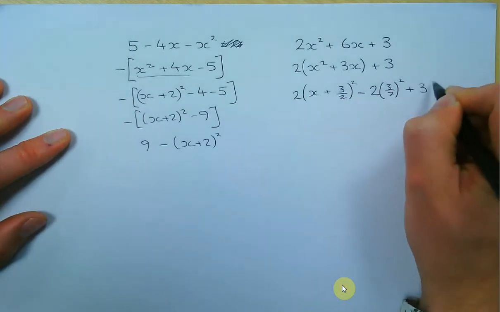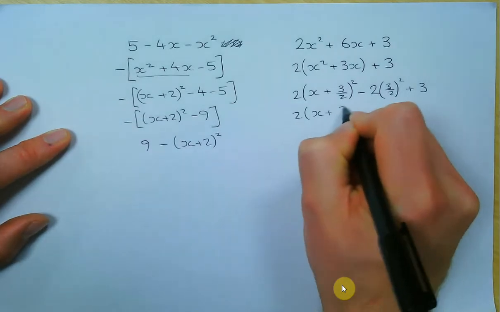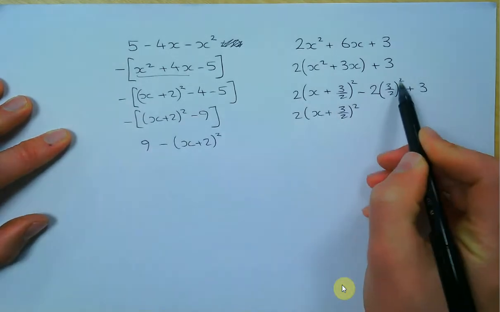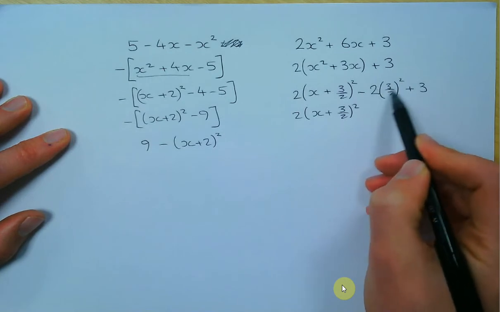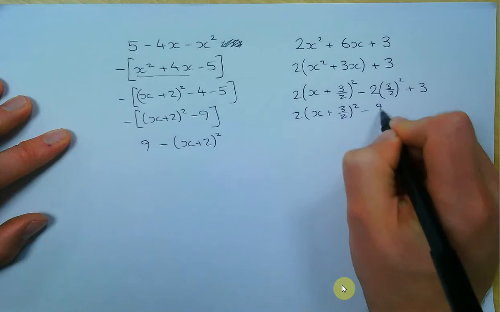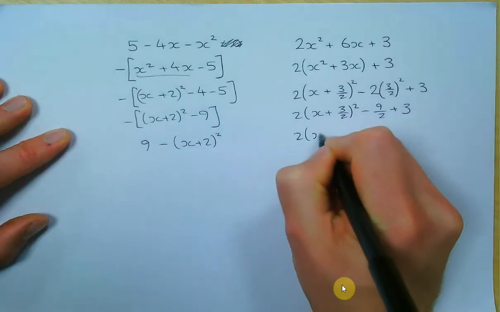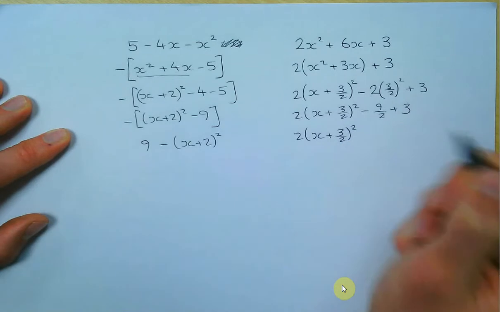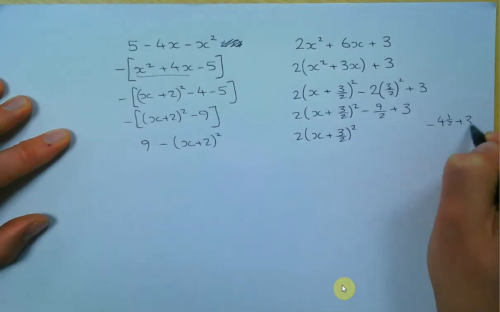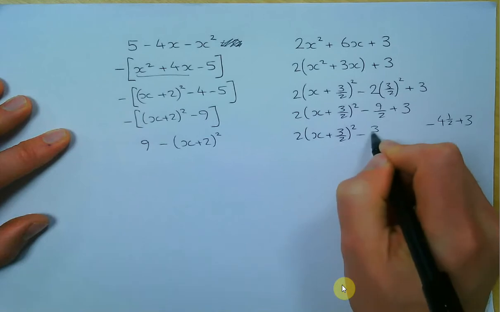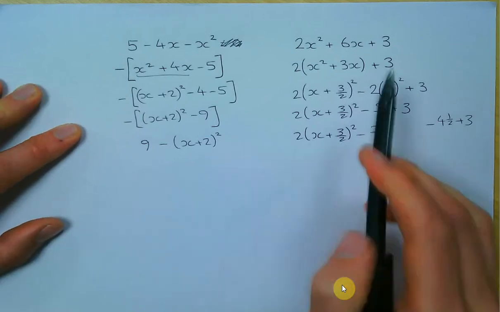And then I'm going to pop that on the end there. So it's going to be 2x plus 3 over 2 squared. Now be careful here, that's 9 over 4. Times 2, that'd be 18 over 4, which is the same as 9 over 2. And we've just got to tidy it up now. So x plus 3 over 2 squared. Now if you think about it, that's minus 4.5 plus 3, so you're going to get minus 1.5 or minus 3 over 2.